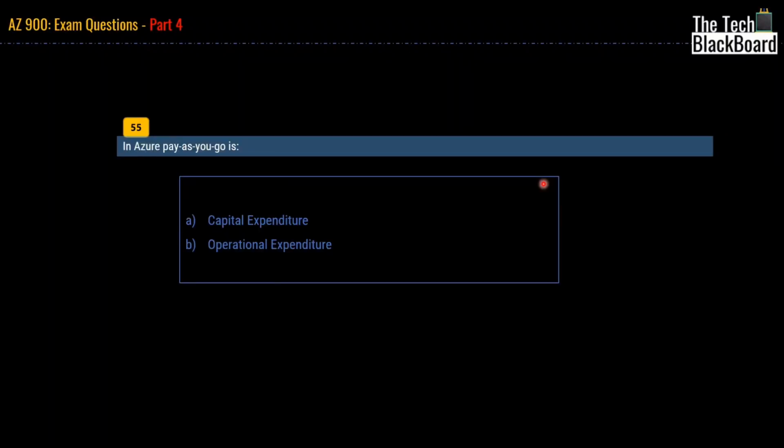Coming to question number 55, which is the last question for our part 4. The question says, in Azure, is pay as you go a capital expenditure or an operational expenditure? So guys, always remember whenever we are talking about pay as you go or Azure in general, it is always operational expenditure or OPEX. So the correct answer is B.